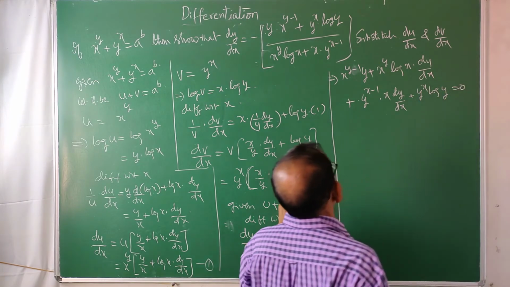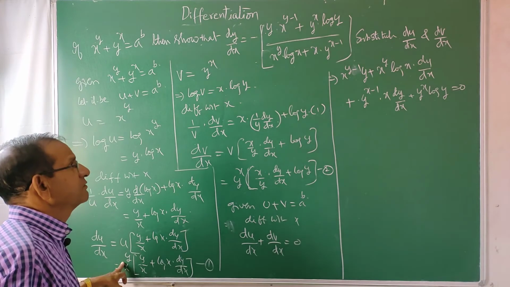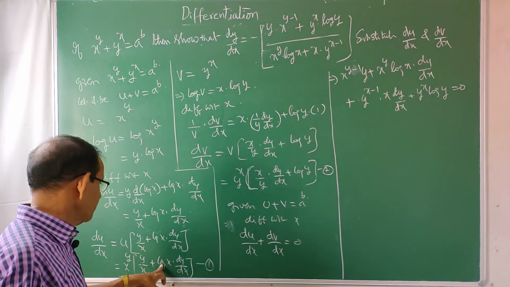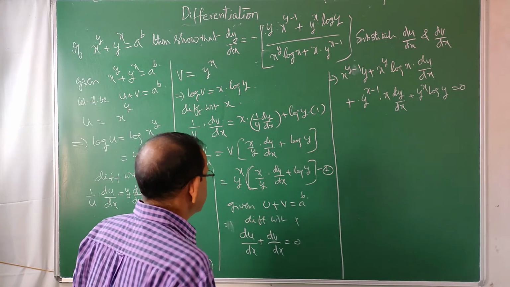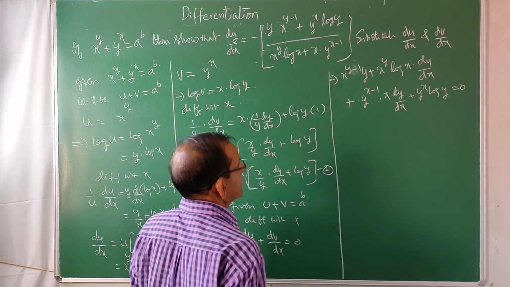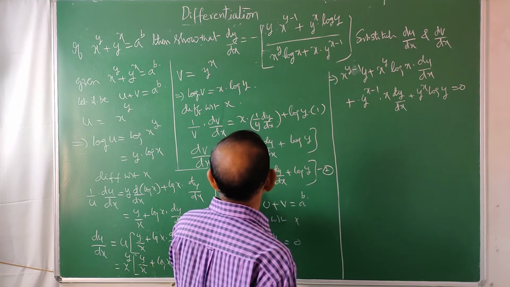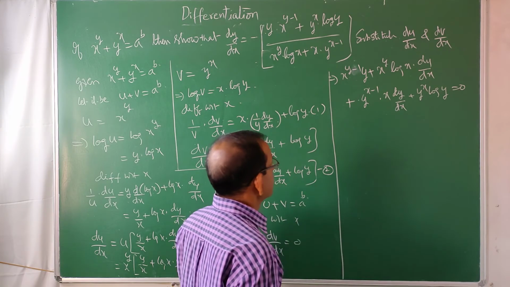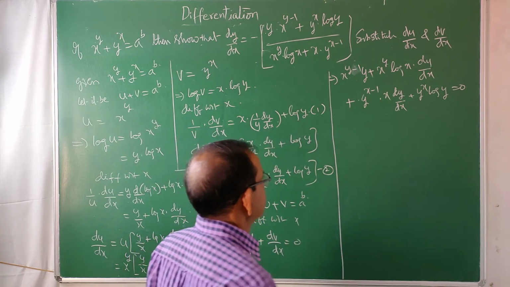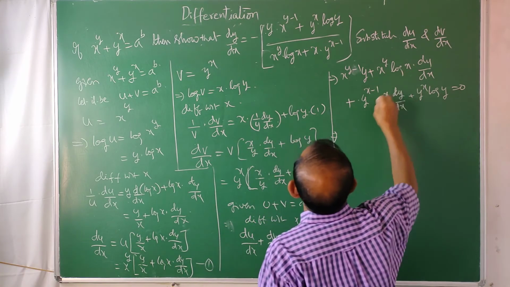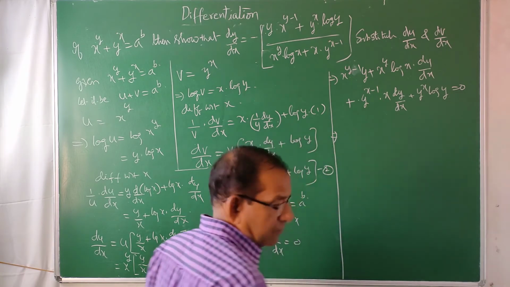Is equal to 0. Let us check it once again. X power y into y by x, x power is 1, so x power y minus 1 into y plus x power y log x into dy by dx, and this one is y power x into x by y, power x minus 1 into x into dy by dx, plus y power x into log y. Now you keep dy by dx terms on the left side.